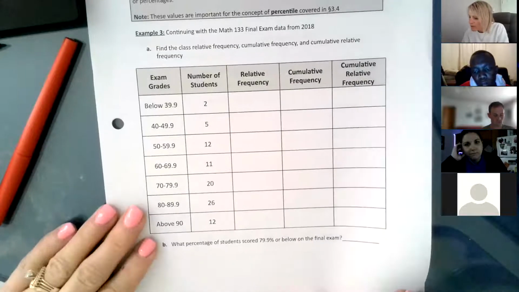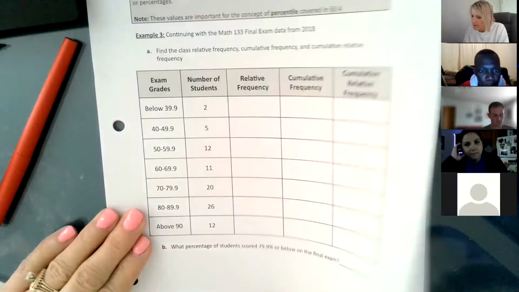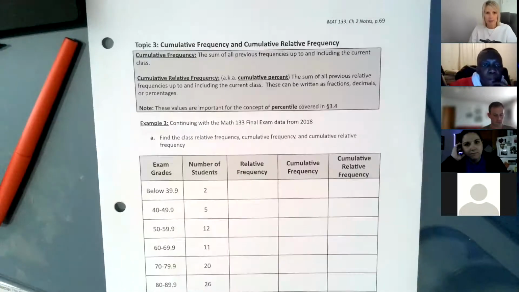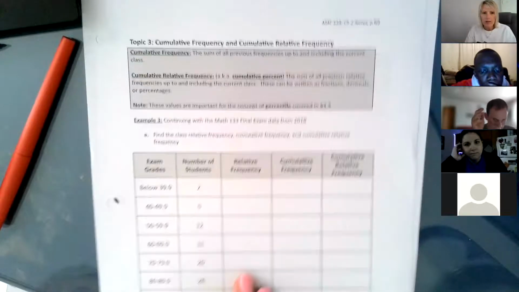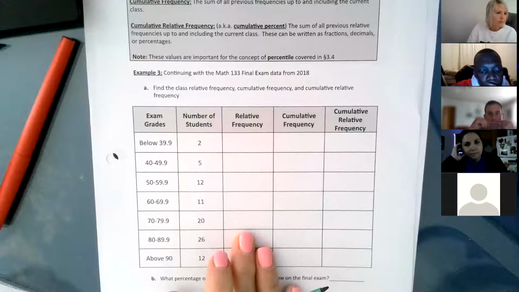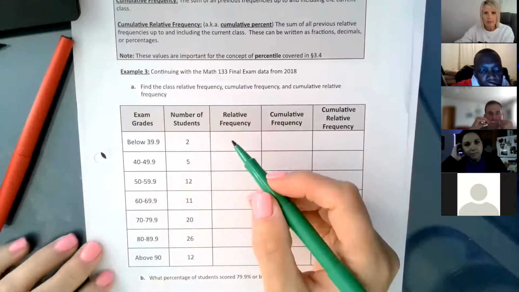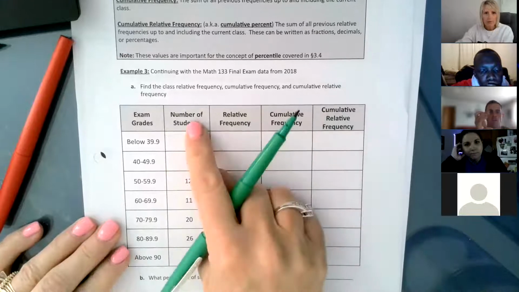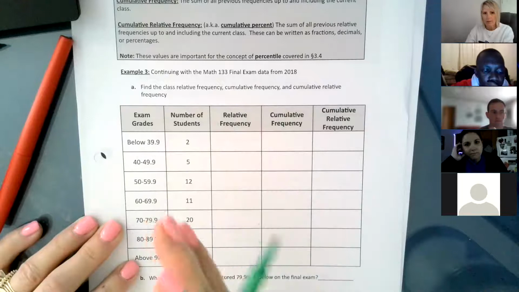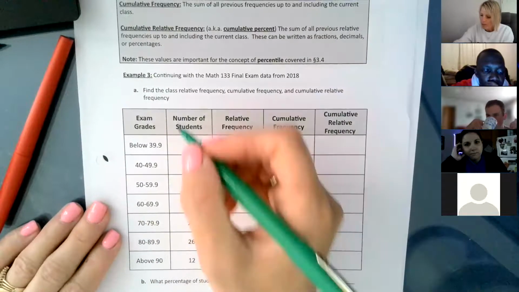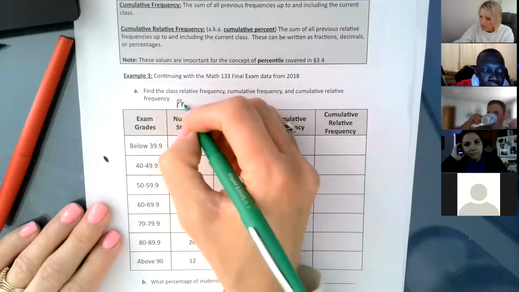So if we turn to page 69, this gives us a chance to look at filling in a table with some terminology we haven't talked about yet, that you will also catch on the video. So the first piece that we haven't talked about yet is frequency. So frequency would in this case be the number of students. This is going on again with that final exam data. So the number of students might also be called frequency.